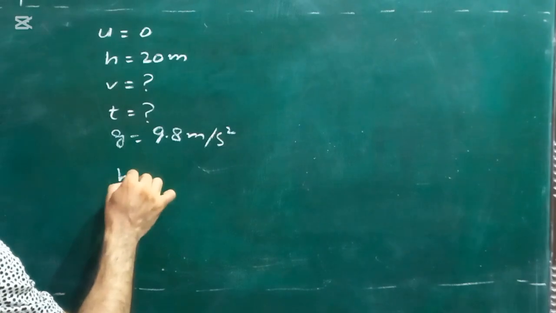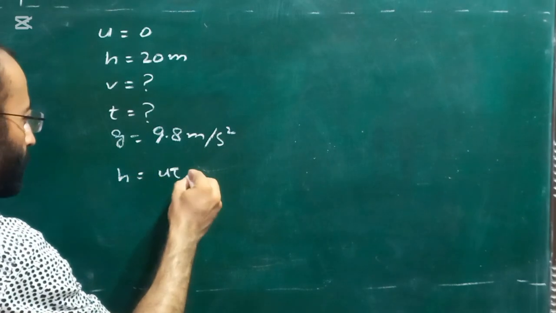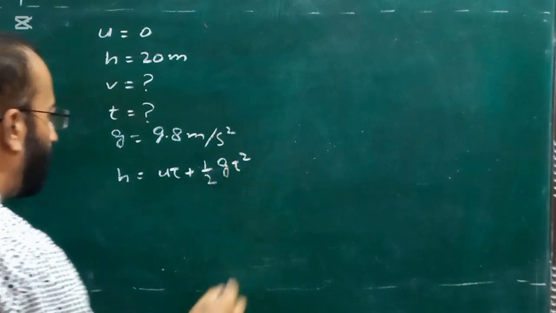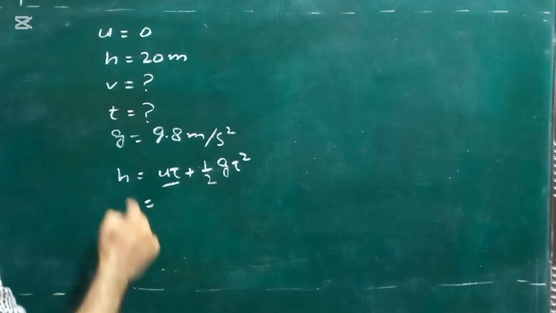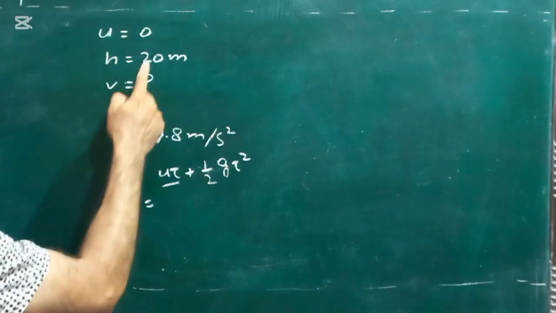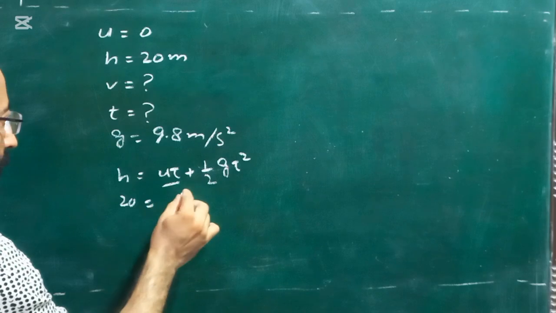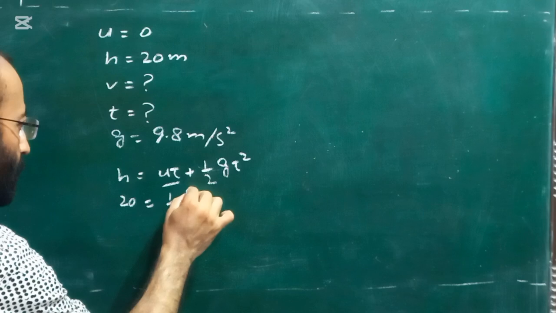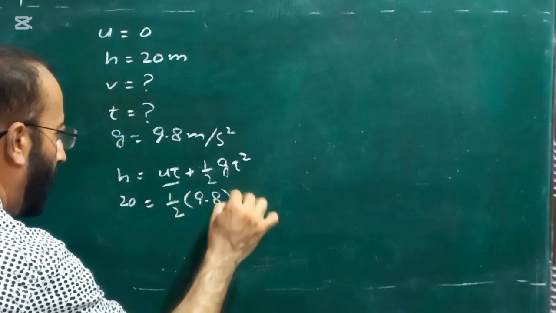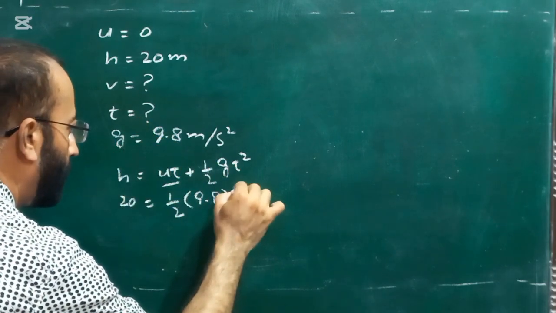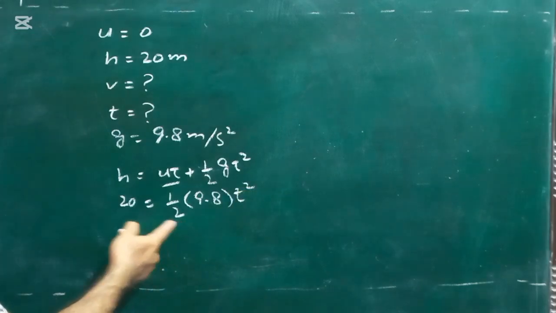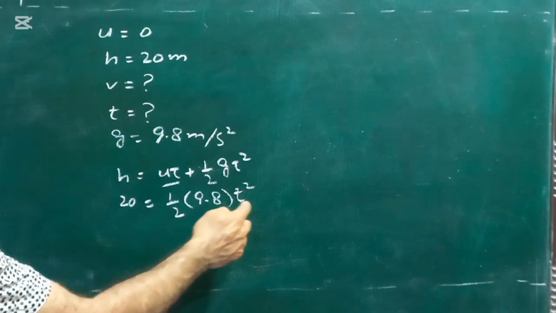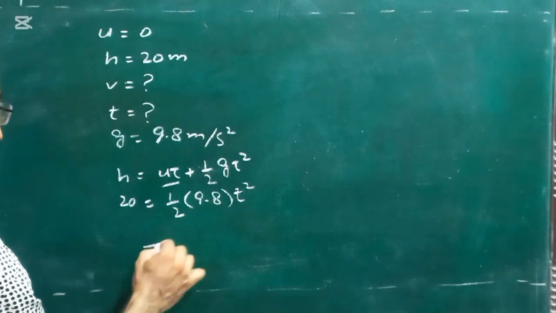So use the formula h is equal to ut plus half gt square. This is the equation that will be used. This term will be 0 because u is 0. So h, that is 20, equals 1 by 2 into g, that is 9.8, and t is the requirement. From here, just cross multiply the values. 2 will go to the numerator and 9.8 will go to the denominator, and solve it on the calculator. You will get the answer of t.